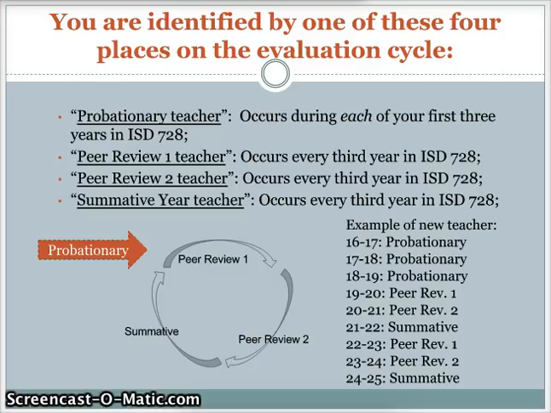You have been placed in one spot on the evaluation cycle. Either you are a probationary teacher, a continuing contract teacher in a peer review year 1 or 2, or you are in your summative year. If you are a probationary teacher, you will be completing all 3 elements for 3 consecutive years. If you are a continuing contract teacher, you will be in peer review 1, peer review 2, or in your summative year. The Human Resource Department has identified your place in the evaluation cycle and will notify you of your placement on this cycle at the beginning of the school year.